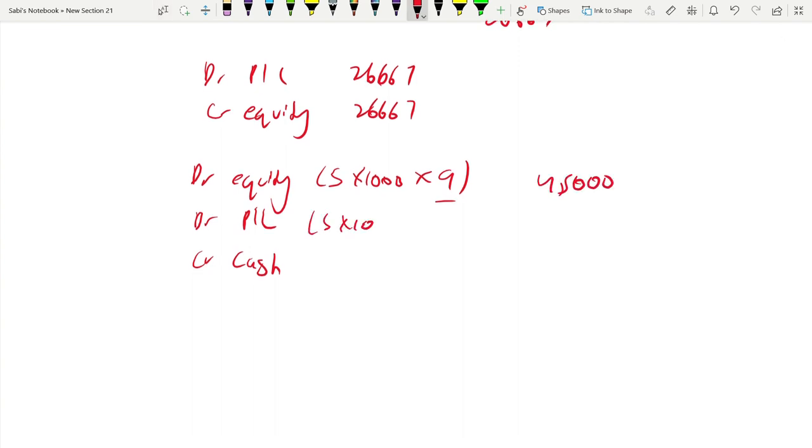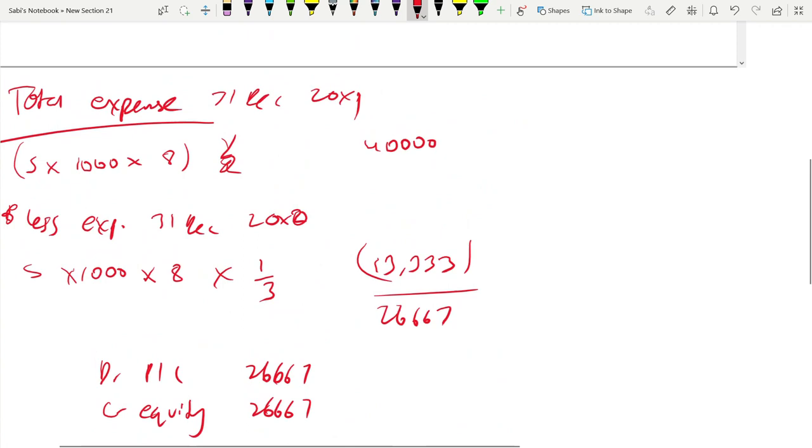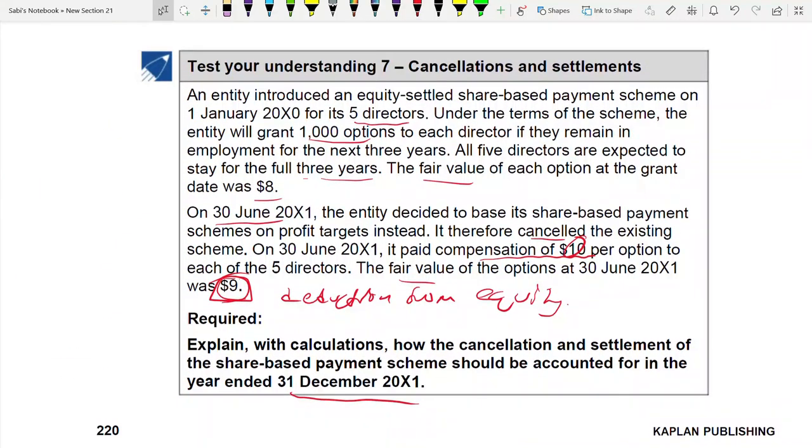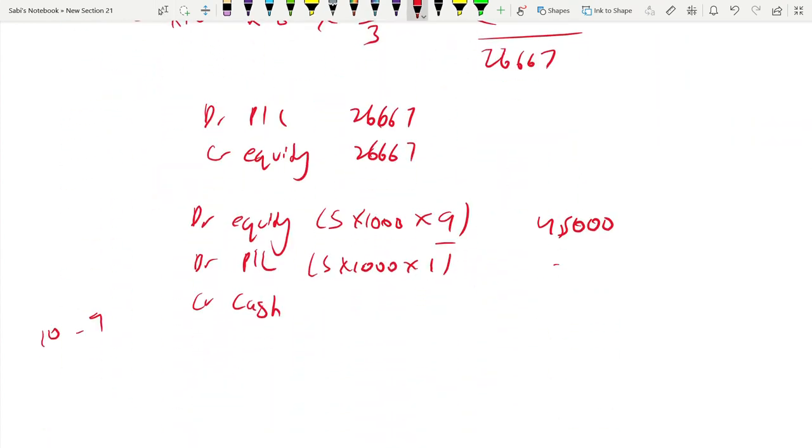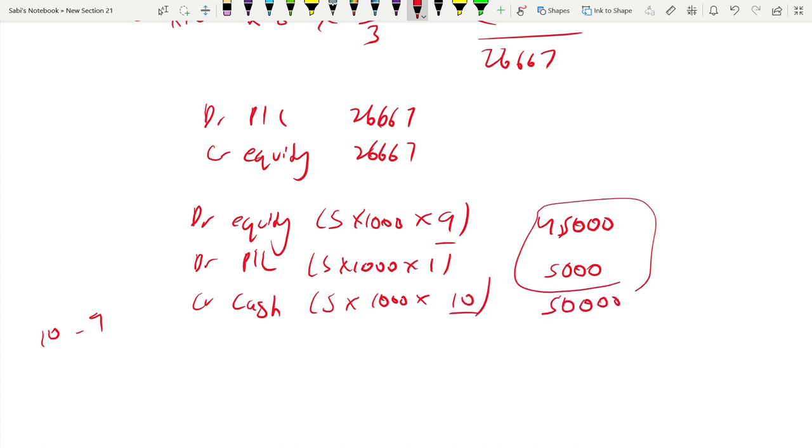Here it's 5 into 1000 into 1, because compensation is 10 and fair value is 9. The difference only you have to recognize in profit and loss. Anything more than the fair value goes in profit and loss, 5,000 as an expense. Cash is 5 directors into 1,000 into 10, because this is the compensation, so it's 50,000. Now add up these two, and it equals the credit side. Debit has to always equal credit, then only your accounting entry is correct. That's it for equity settled share based payment. Now we are moving on to the cash settled share based payment.